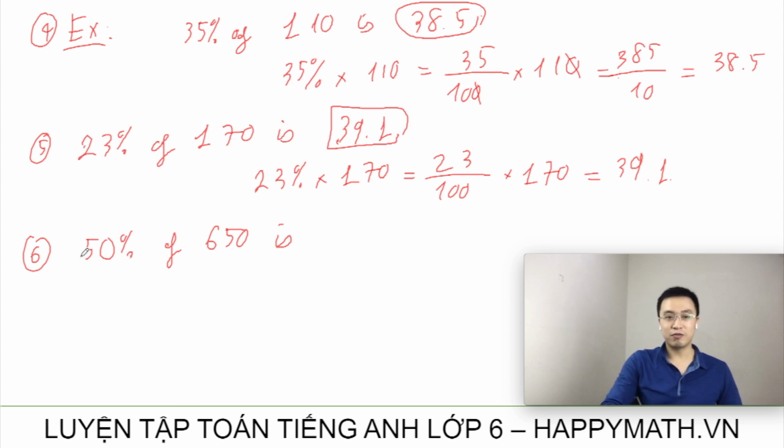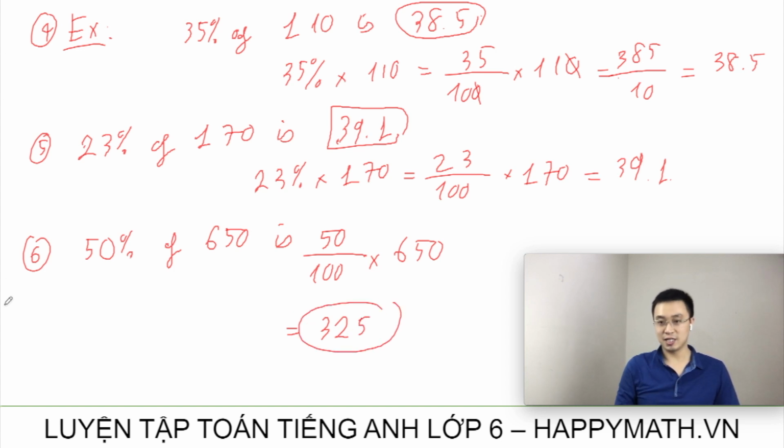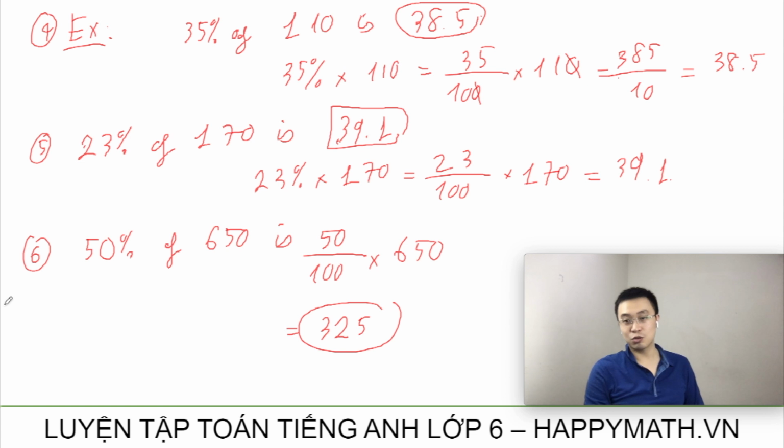For the last one, 50% of 650. So okay, very easy. 50 over 100 multiplied with 650, and you got 325 will be the final answer of 6. Okay, that is not too difficult, right?